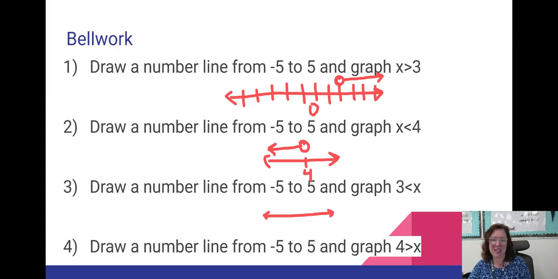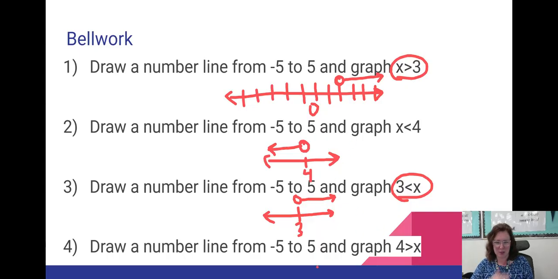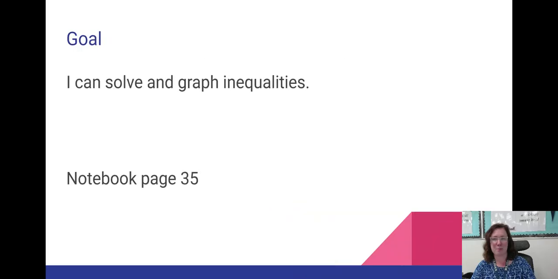Okay, here 3 is less than x. Here's my 3, open circle. 3 has to be the smallest thing, which means x is bigger, so x has to go that direction. Notice how this looks different than this, but they're graphed the exact same way. And this last one, 4 is greater than x, means 4 is the biggest thing, so x is smaller than it. And again, I want to point out how those two are the same thing, just everything is flipped. So today our goal is I can solve and graph inequalities.